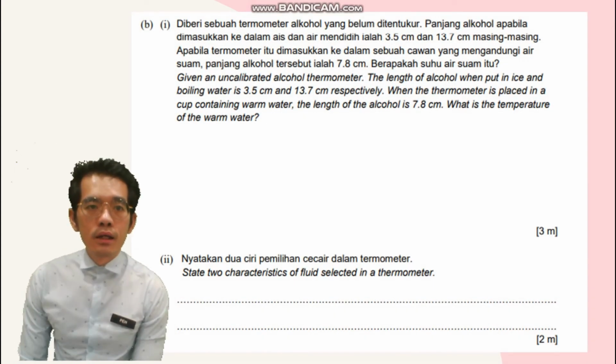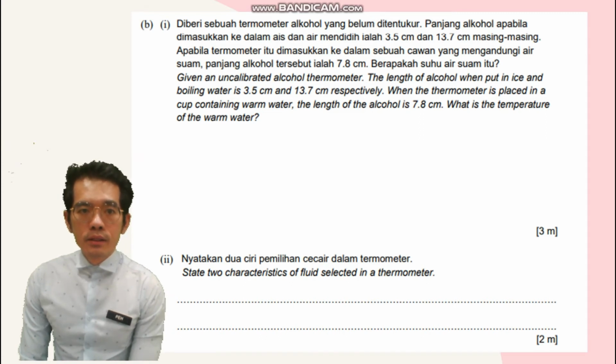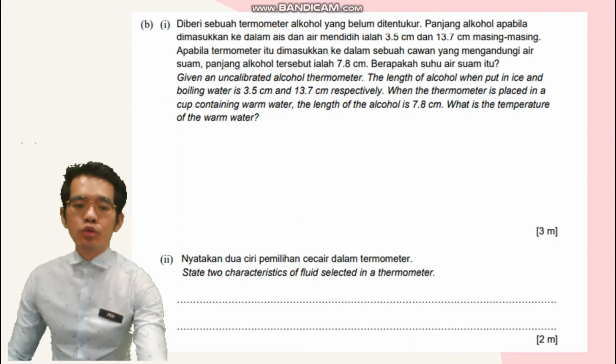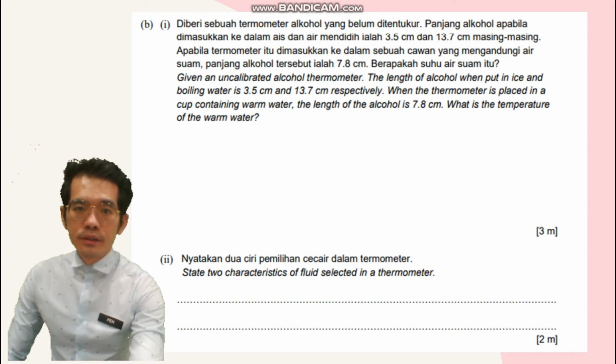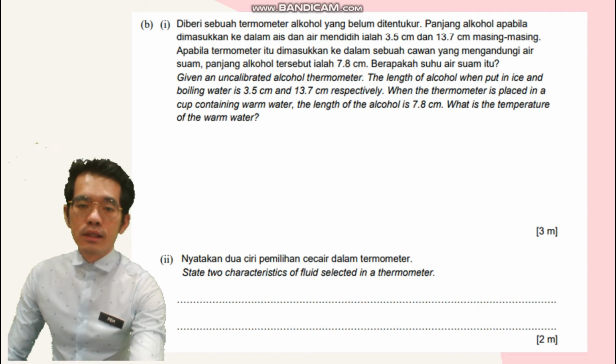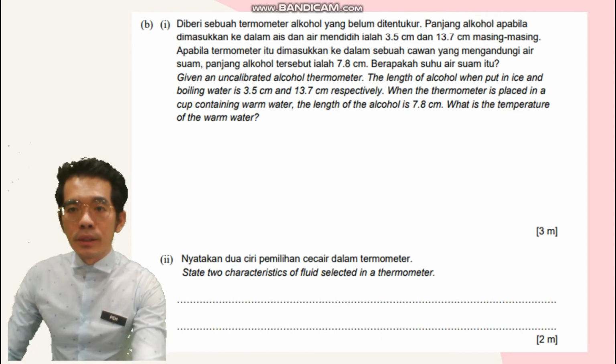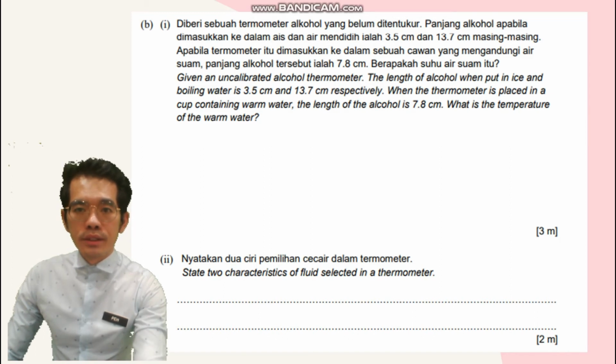Okay, so let's see the question B1 together. Given an uncalibrated alcohol thermometer, the length of alcohol when put in ice and boiling water is 3.5 cm and 13.7 cm respectively. So that means the 3.5 cm represents the ice point and the 13.7 cm represents the length of the column at steam point. So when the thermometer is placed in a cup containing warm water, the length of the alcohol is 7.8 cm. So what is the temperature of the warm water?